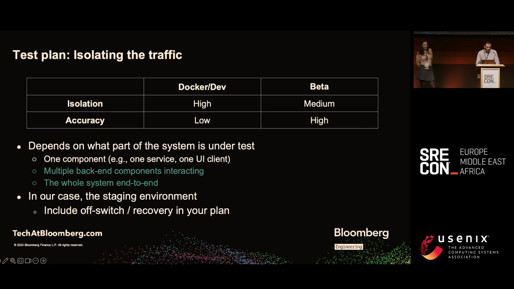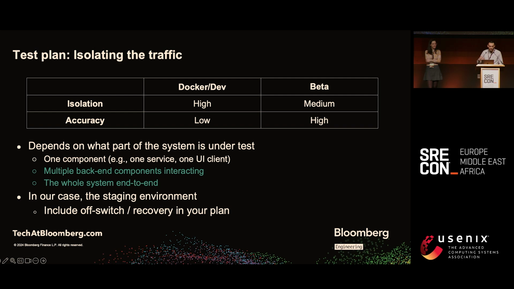Now, isolating the test traffic. I will just start by saying that this can happen at different levels. You can think of it as having different clusters for testing and normal traffic. You can have special routing for testing traffic, or even isolation at the data level. In our case, we have some isolation at the network/environment level. So we considered this option.